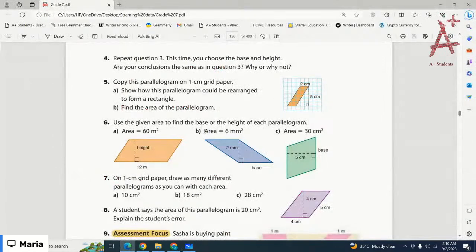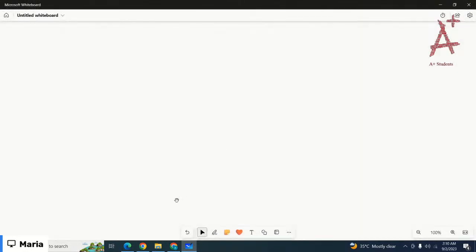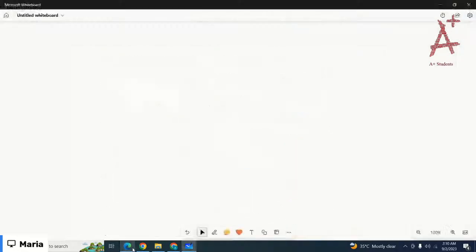You have to do the same with B and C. Let's just start with the B part. You are now given the height. You have to calculate the base, right? Your height is 2 millimeter, you have to calculate the base, and the area you are given is 6 millimeter square.